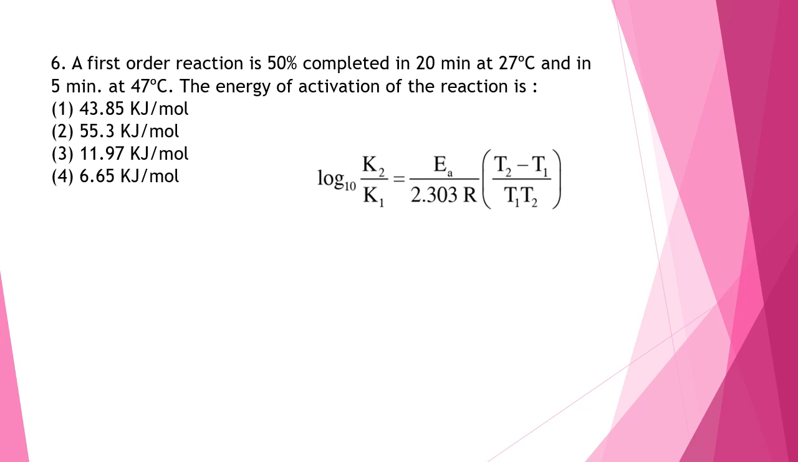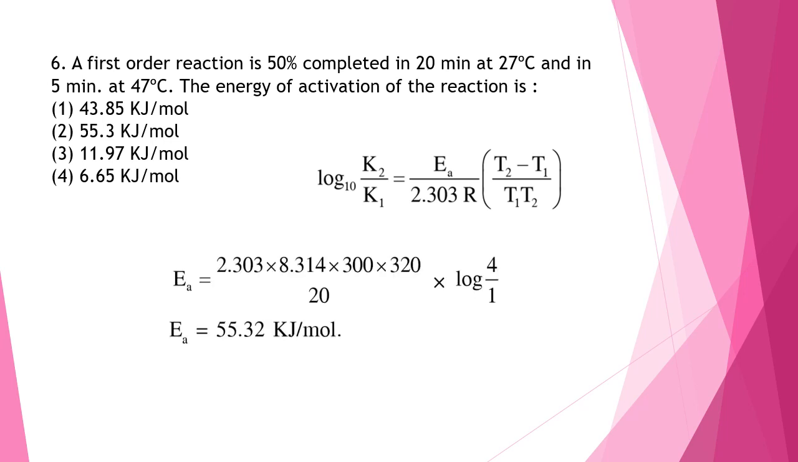So you know K2, you know K1. So we have to find Ea. When we substitute the values, we also know the two temperatures. So when we substitute, we get Ea is equal to 2.303 into 8.314 into 300 into 320, we have to convert the temperature into Kelvin, divided by 20 into log 4 by 1. So you get activation energy equal to 55.32 kilojoules per mole. So the correct answer will be option 2.